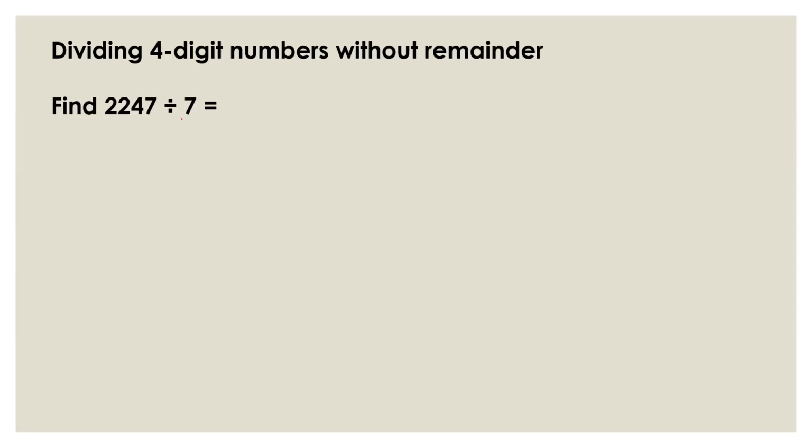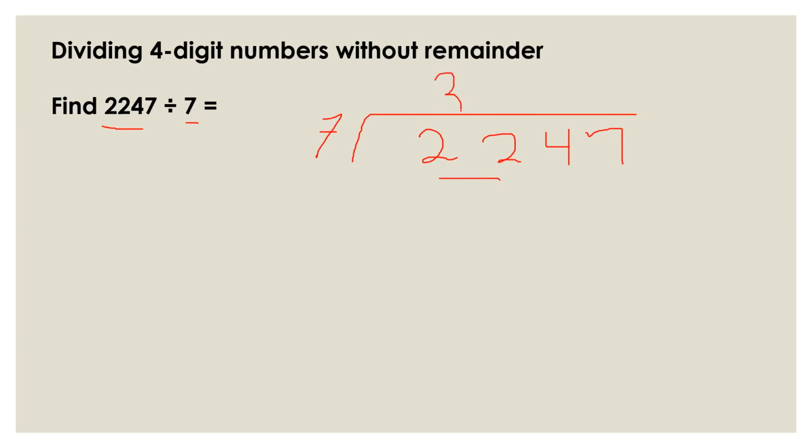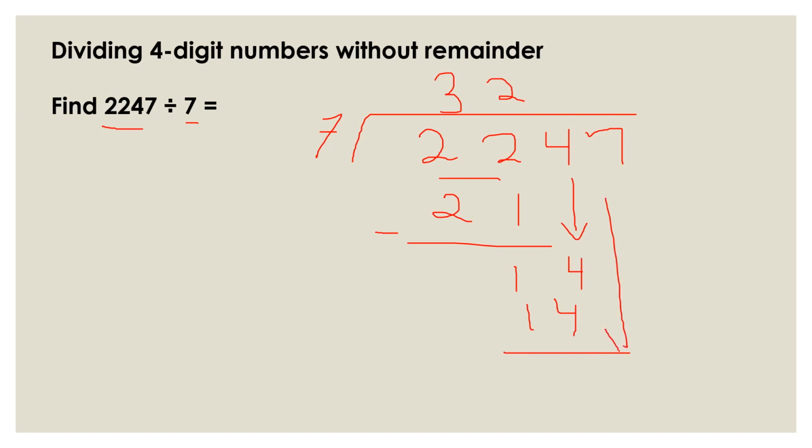Divide the 4-digit numbers without remainder. Find 2,247 divided by 7. So this one is the dividend while 7 is the divisor. So I'll show you using the long division. 2,247 divided by 7. So over here, 22 divided by 7 is 3, 21. So 2 minus 1 equals 1. Drop down the digit 4. 14 divided by 7 equals 2. 2 times 7 equals 14. Then you drop down the digit 7. 7 divided by 7 equals 1. So the answer equals 321.